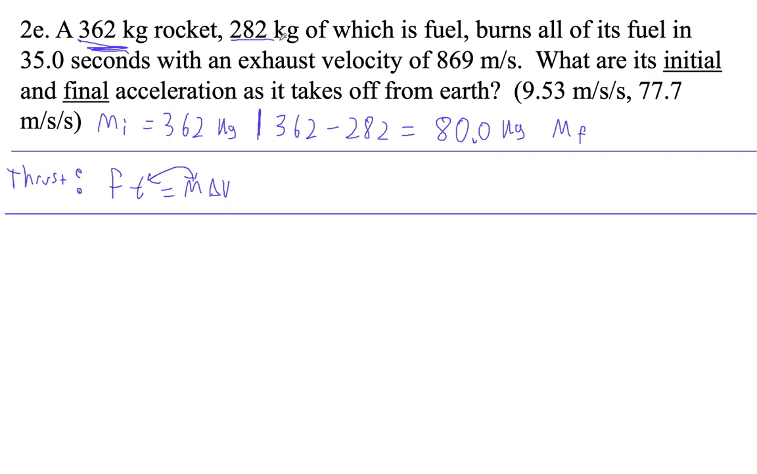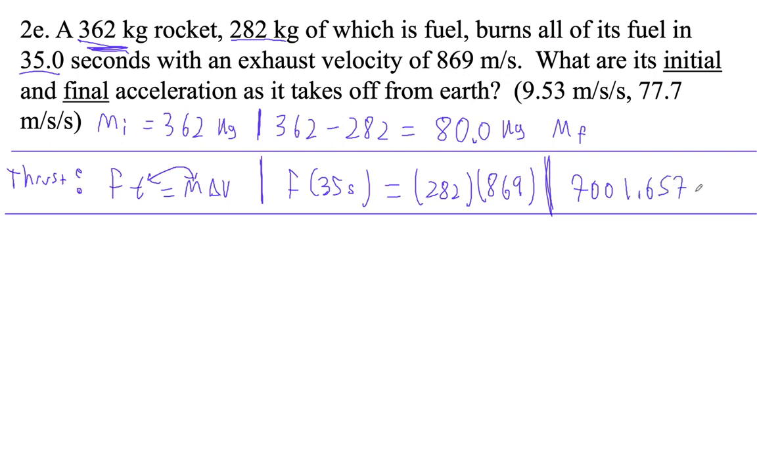So I'm going to go 282 as the mass and 35 seconds as the time. Okay, that looks like this. So some force times 35 seconds is equal to, in that time, I burned 282 kilograms, right? With a delta velocity of 869. Okay, so now I have to very carefully go 282 times 869 divided by 35. And that is 7,001.657 newtons. And that's the thrust of the engine.